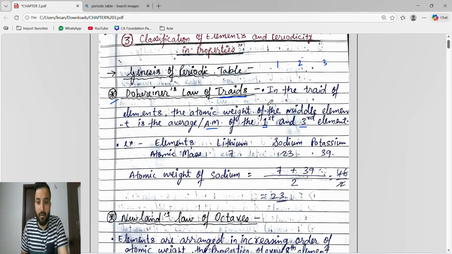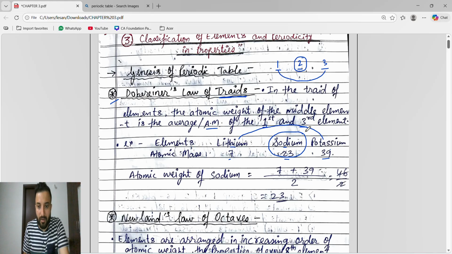So in Dobereiner's law of triads, we take 3 elements in which the atomic mass of the middle element is the average of the atomic mass of the first and third elements. Suppose the elements are lithium, sodium, potassium. The atomic mass of lithium is 7, sodium is 23, potassium is 39. The atomic mass of the middle element, sodium, is the average of the atomic masses of the first, 7, and the third, 39.